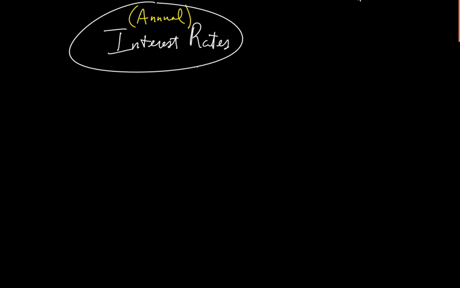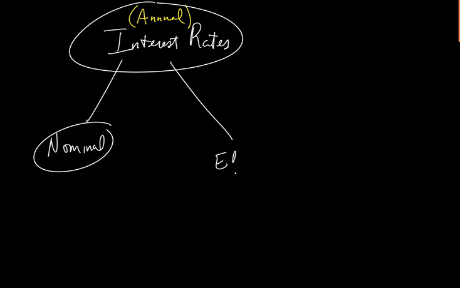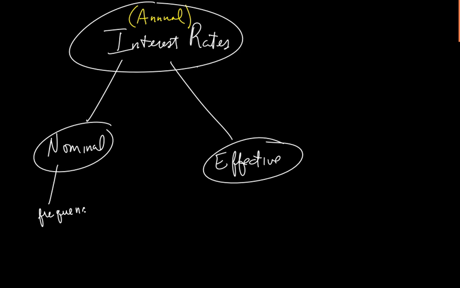So, in this video, we are going to talk about the two kinds of interest rates. They are nominal and effective. Okay? And the two things you're going to want to look out for are the following. Whenever we talk about nominal interest rates, it always comes with how often you compound it. All right? In other words, the frequency of compounding.